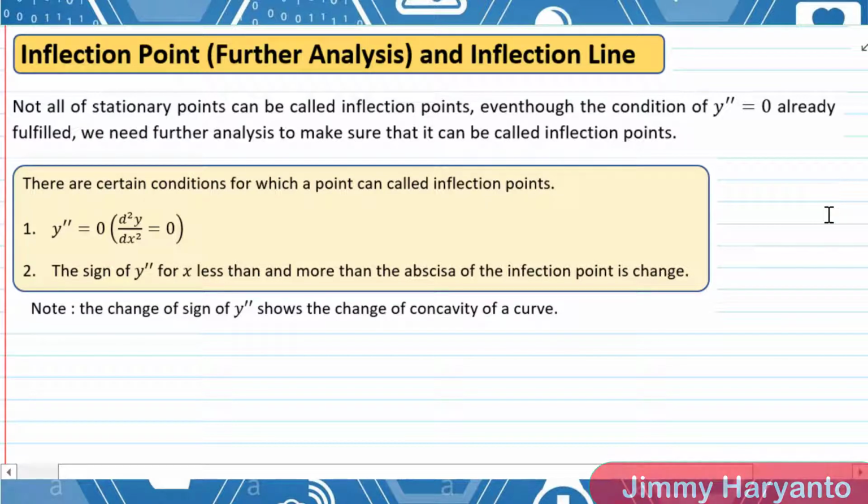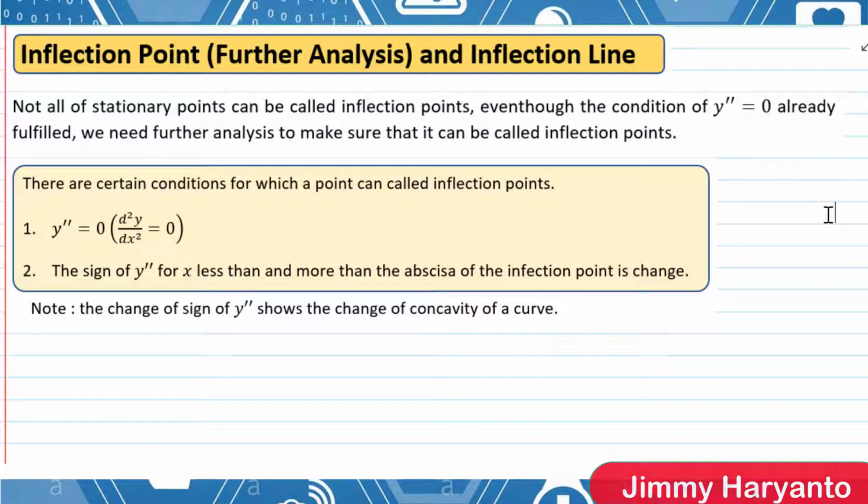So the first one is the second differentiation should be equal to 0, or you can say y double accent equals 0. And the second one is that the sign of y double accent, for values of x less than and more than the abscissa of the inflection point, is changed. For example, from negative to positive, or from positive to negative. Note that the change of sign of y double accent shows the change of concavity of a curve.